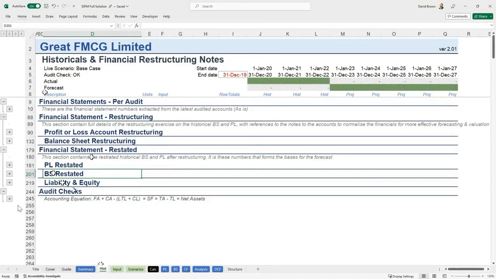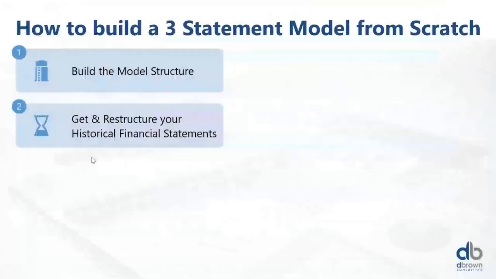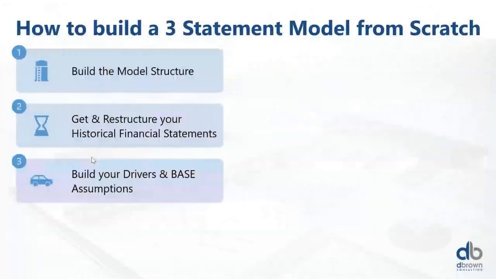And what I see is a lot of modelers don't pay attention to this because it's not so easy, right? Get your restructuring done. That's number two. Number three, build your drivers and base assumptions. So now you're saying, okay, I've restructured. What's driving each line? That's now your input. You're building out your inputs, your drivers and base assumptions.